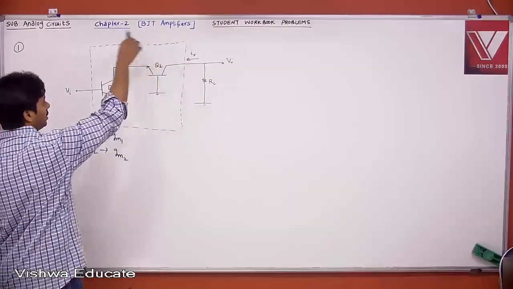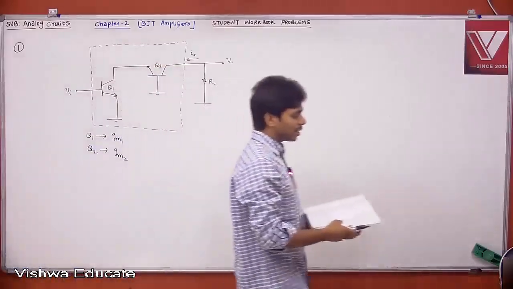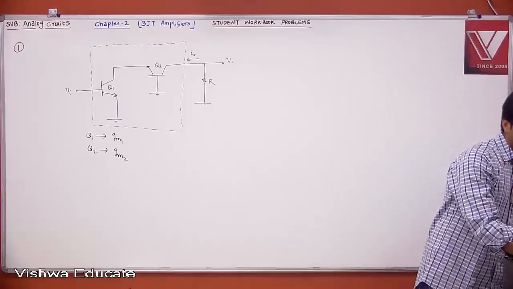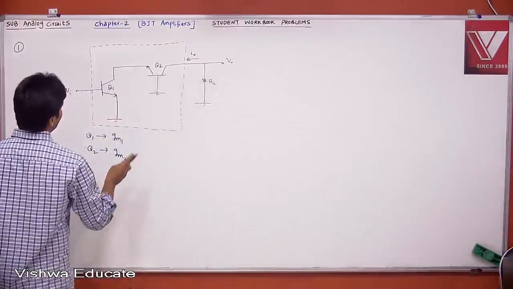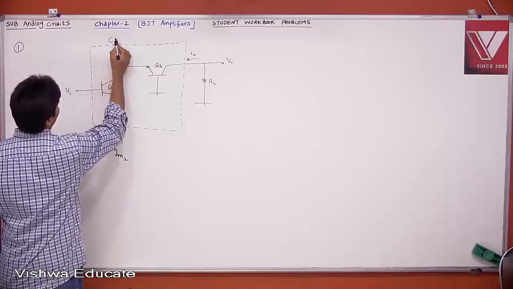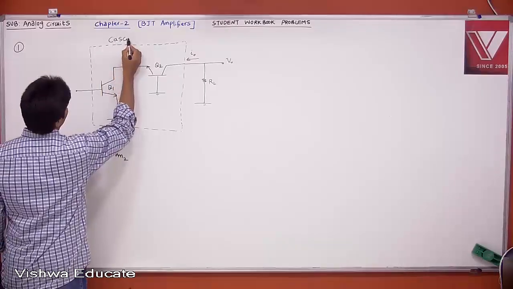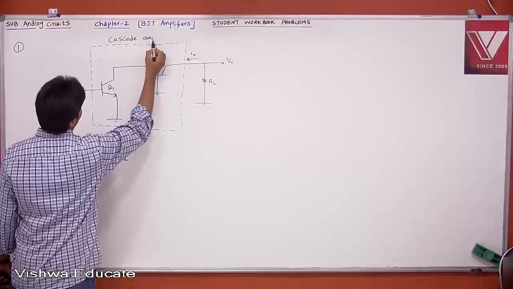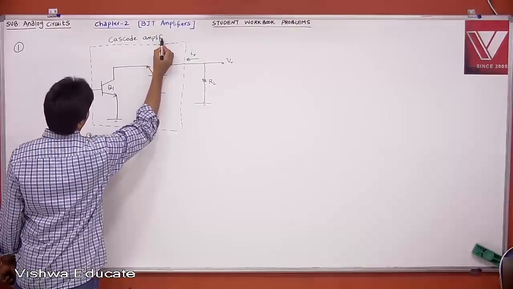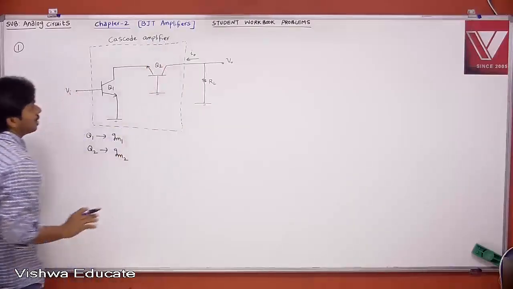Now for this combined circuit, what is the transconductance? Therefore this is your amplifier. Remember, this is your cascade amplifier. Why is it a cascade amplifier? It is not cascade. Why is it not cascade? Let me tell you.